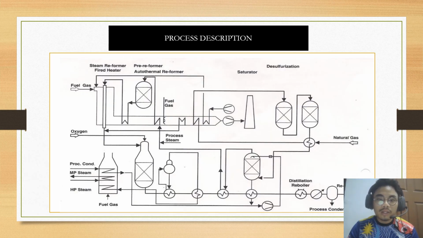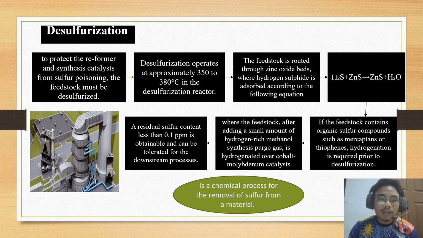Then this is the process description. PFD. First, desulfurization: to protect the reformer and synthesis catalyst from sulfur poisoning, the feedstock must be desulfurized. Desulfurization operates at approximately 350 to 380 degrees Celsius in the desulfurization reactor. The feedstock is routed through a zinc oxide bed where hydrogen sulfide is absorbed according to the following equation.